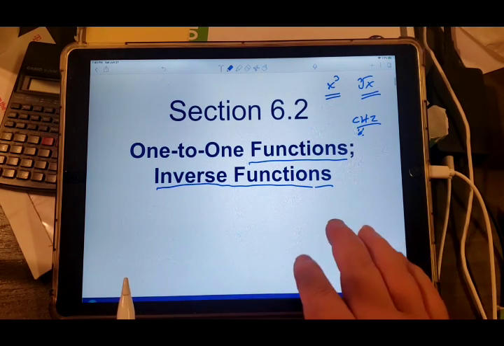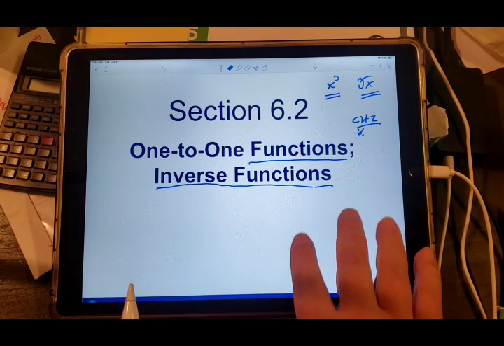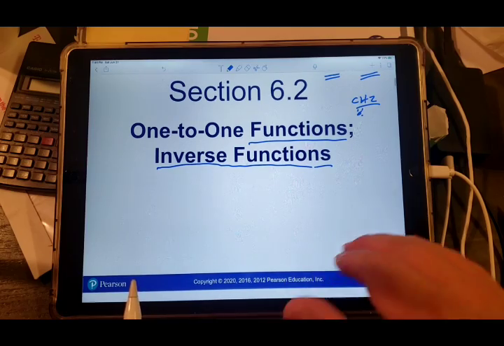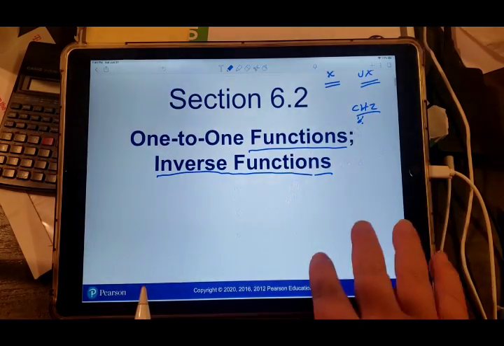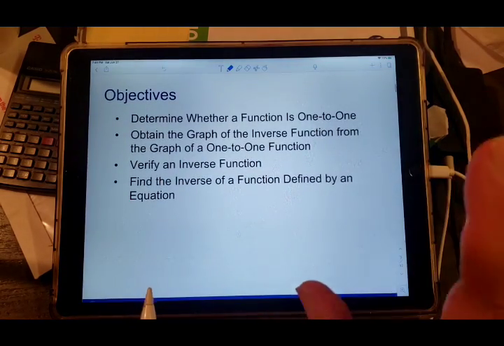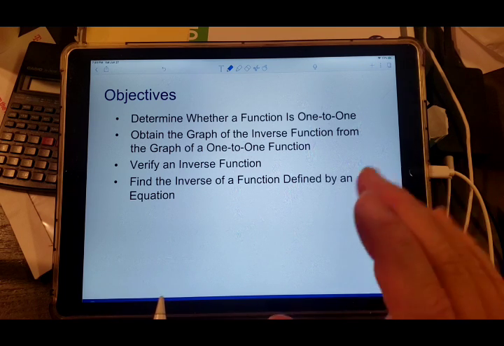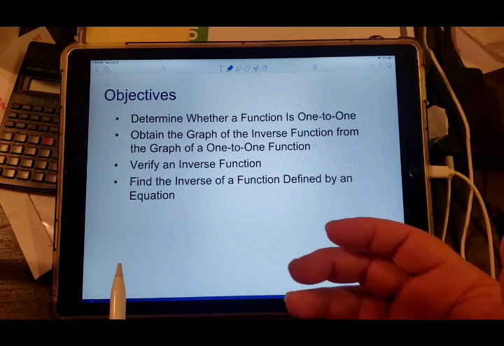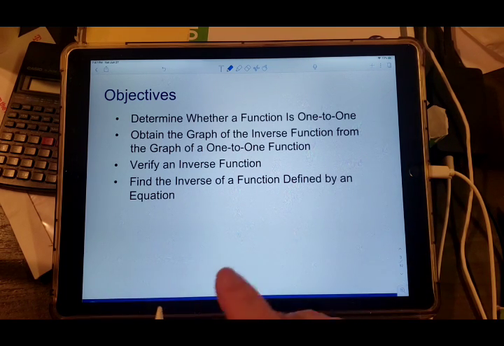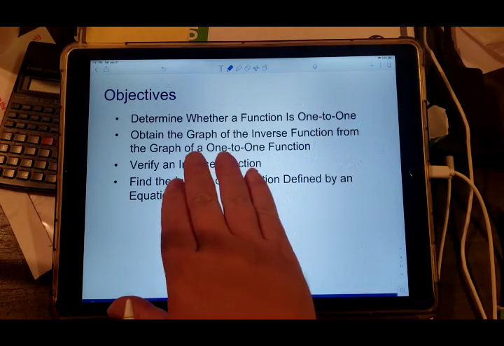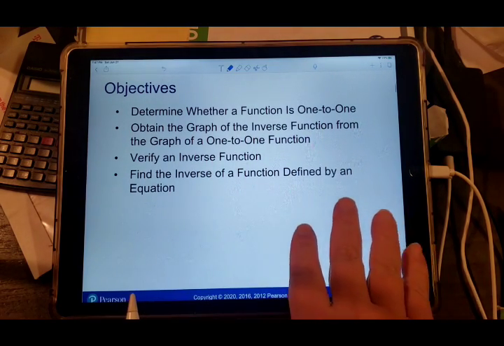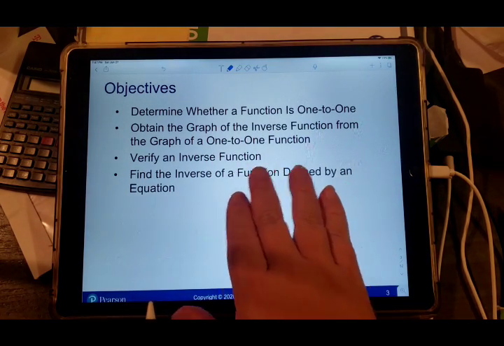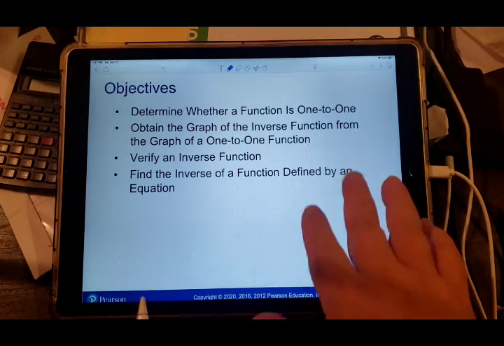But in any case, it's a fairly long section with two major topics. But the questions themselves transcend chapter 6. Determine whether a function is one-to-one. Find the inverse, verify the inverse.